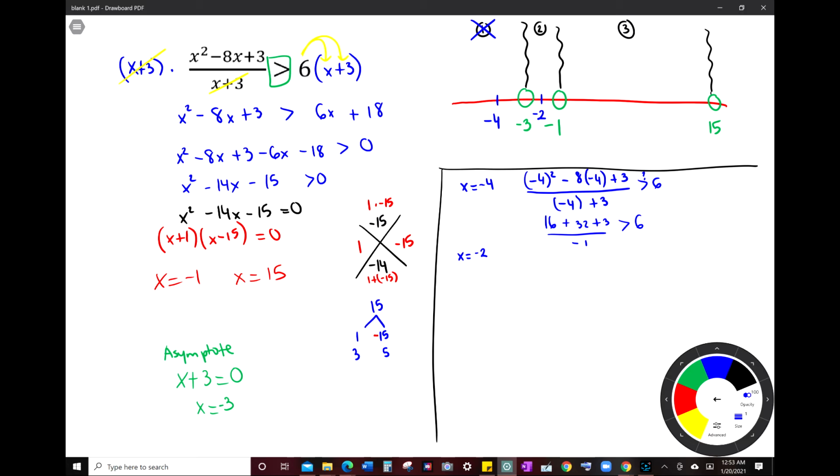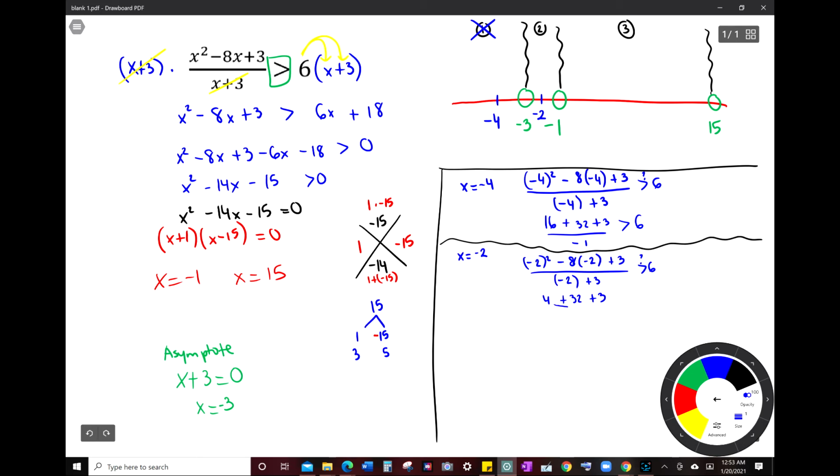So now I try to make it organized. So now I have negative 2 squared times negative 8, and then times negative 2 plus 3, and then negative 2 plus 3, and greater than 6 with question mark. So now I have 4 plus 32 plus 3, everything over 1. And yes, it's greater than 6. So yes, this one worked out. And so on. So for the next value, I pick 0.